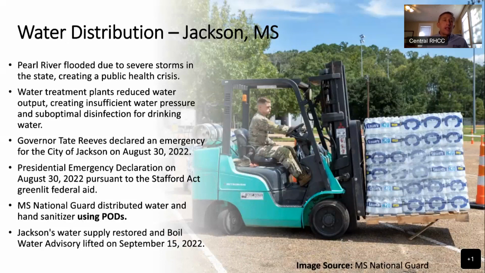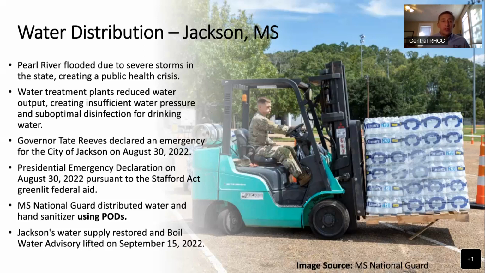After there was flooding at the Pearl River due to severe storms in the state, the water treatment plants were heavily impacted, so their water pressure was insufficient to meet health and safety standards. So this was a public health emergency, but it was brought upon by severe storms like heavy torrential rainfall. The governor declared a state of emergency for the city of Jackson on August 30th, and then the president declared an emergency, and that activated the Stafford Act, which greenlit federal aid to come in, and it really just streamlines the aid from the federal government to the state.